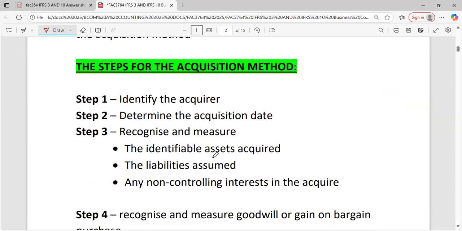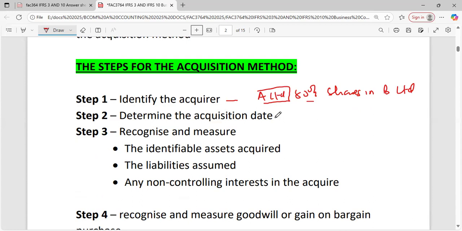So let's look at how you treat the acquisition method. The first thing that you do is identify who is the acquirer. A Limited purchased 80% shares in B Limited, which means A Limited is the acquirer. That's the first thing that you do when you are using the acquisition method.